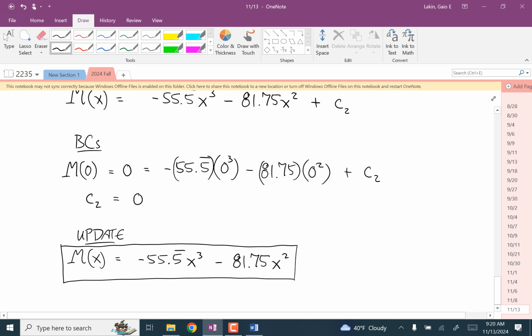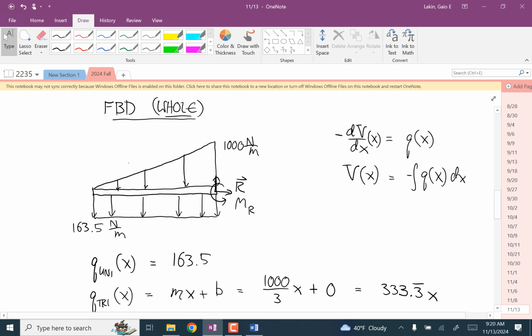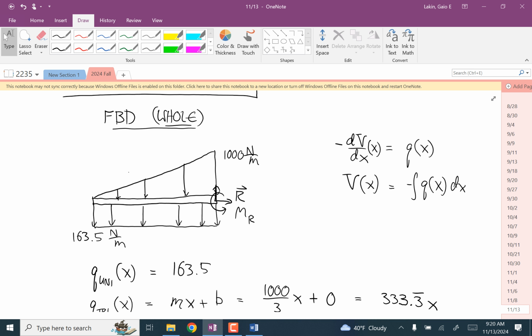Yes? Let's go back to the free body diagram. I'm kind of just confused why the gravity force isn't like 163.5x.